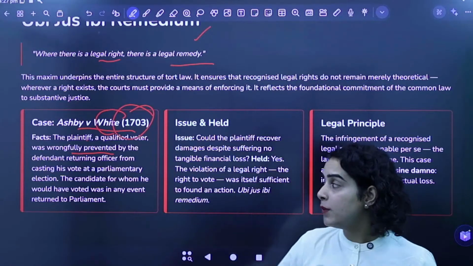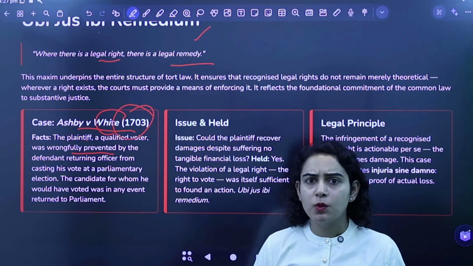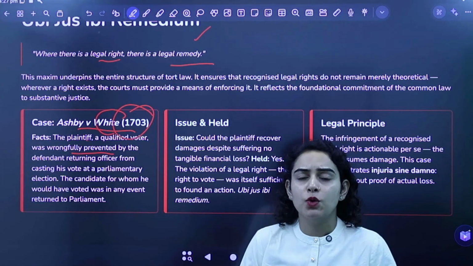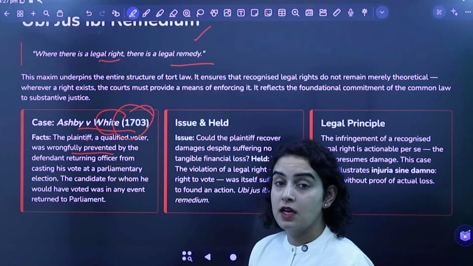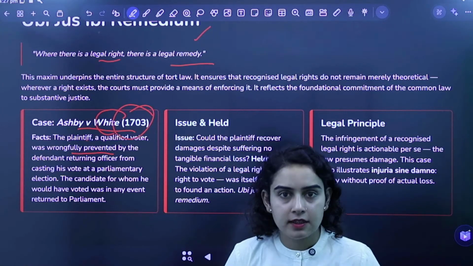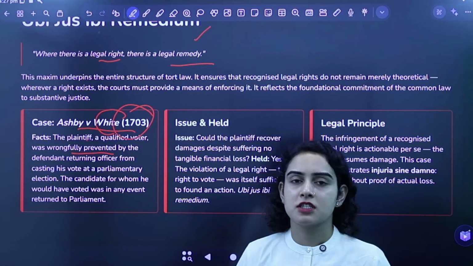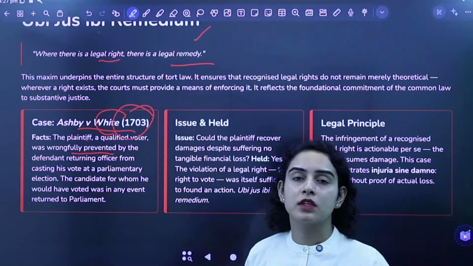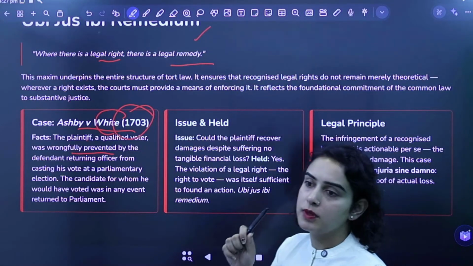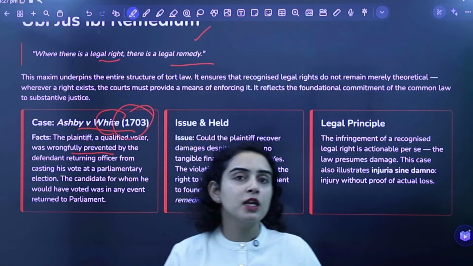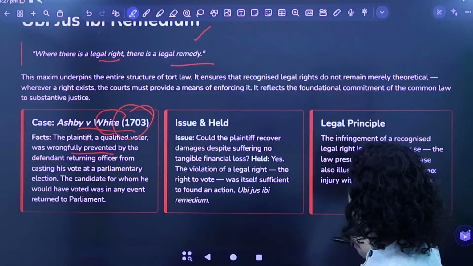So now he went to the court and he said that I was not able to cast my vote. I have my right to vote. My right to vote has been violated. So here the court said that okay, yes, you had a right, and your right has been taken away from you. So you deserve justice for the same. And this is exactly what this maxim also states, that where there is a right, there is going to be a remedy. If your rights are taken away from you, you are eligible to get some justice for the same.